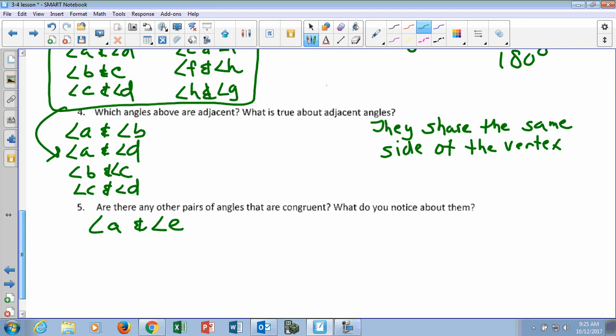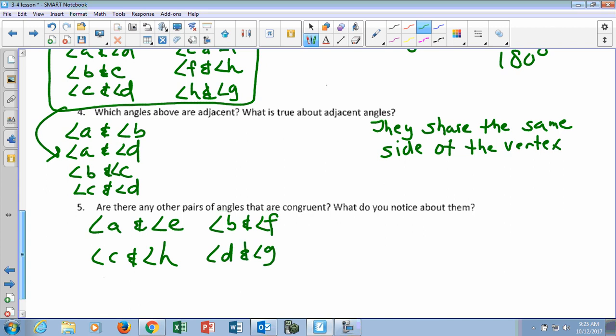So what else could you say is also another set of congruent angles? C and H? Yep, I'll take that one. Angle C and angle H. Good. Two more. Aiden? B and F. Good. Anyone see the other one? Martina? Good, D and G.